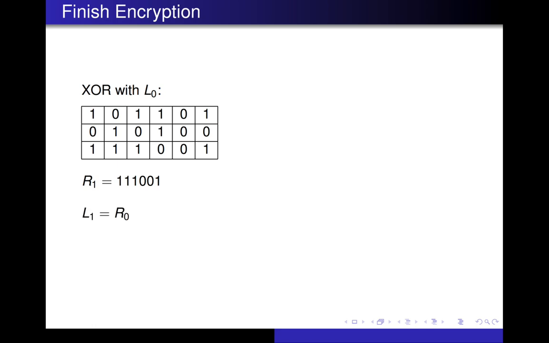Now remember, our L1 was way less complicated. We just take our original R0, and that's our L1. And remember, R0 was the right 6 digits of our original plain text message. That is 100101. And then to get our ciphertext, we finally put those together. So the first thing we're going to do is put R1, which you can see up there. That's 111001. Then we put our L1, which is 100101. And that's our ciphertext.